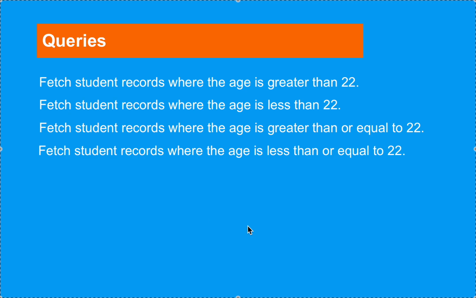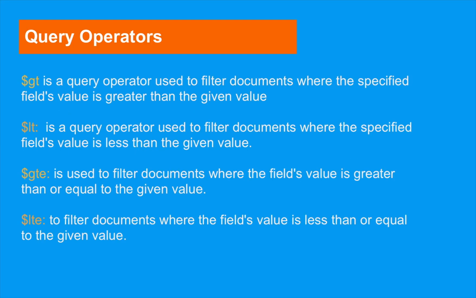In order to fetch these students' records, MongoDB provides some comparison operators like $gt, which is a query operator used to filter the documents where the specified field value is greater than the given value. In the same way, $lt is a query operator to filter the documents where the specified field's value is less than the given value. In the same way, $gte and $lte are used to filter the documents where the field's value is greater than or equal to the given value or less than or equal to the given value respectively.